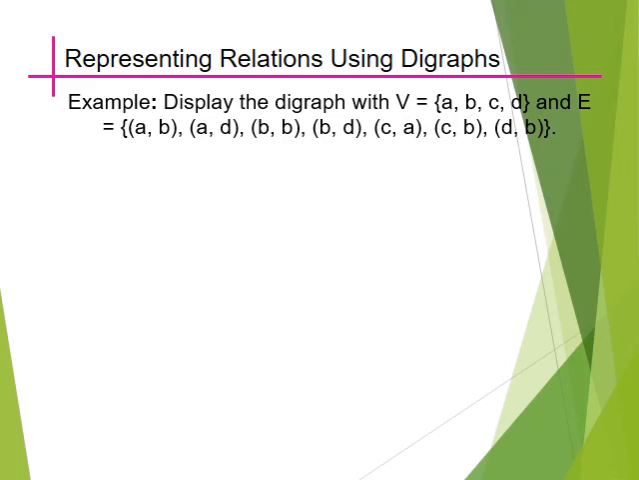Here we have a digraph with vertex set A, B, C, D and edge set as AB, AD, BB, BD, CA, CB and DB. This A, B, C and D, all the vertices are first drawn. Then this A to B, this part of the graph is known as edge. Similarly, if we draw a line from A to D, that is another edge.